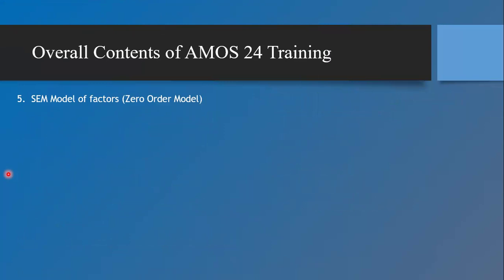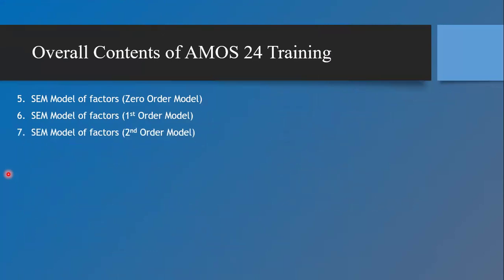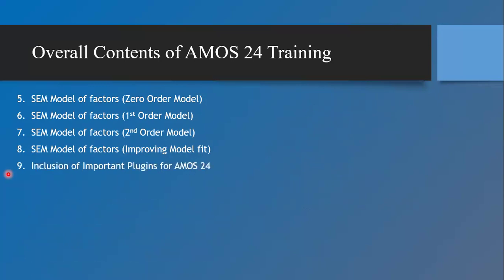Then we may have some specific parts of these contents which are related to structural equation modeling for factors. It will include the zero order model, then the SEM model of factors, the first order model, then the second order model or higher model. We may have some parts of the session where improving the model fit is required, so we need to understand how to improve your model.